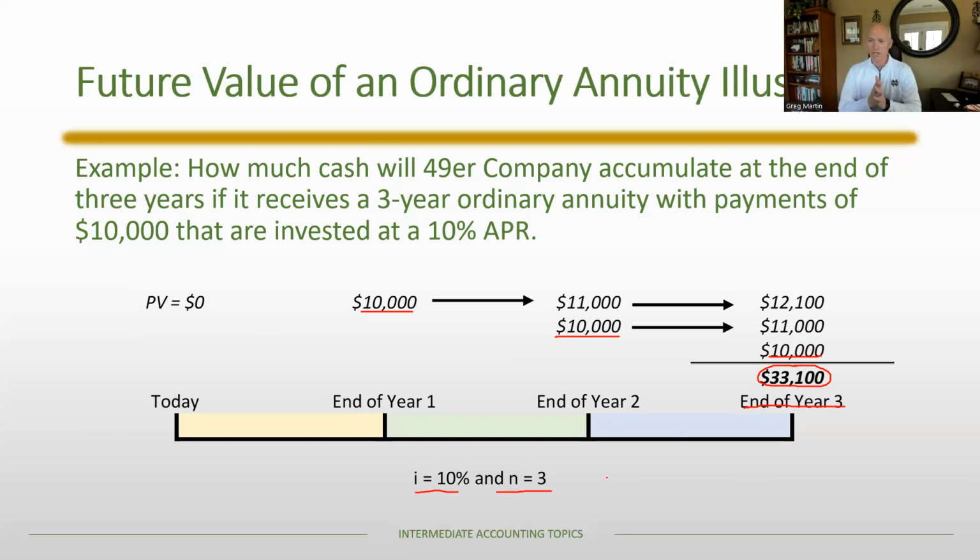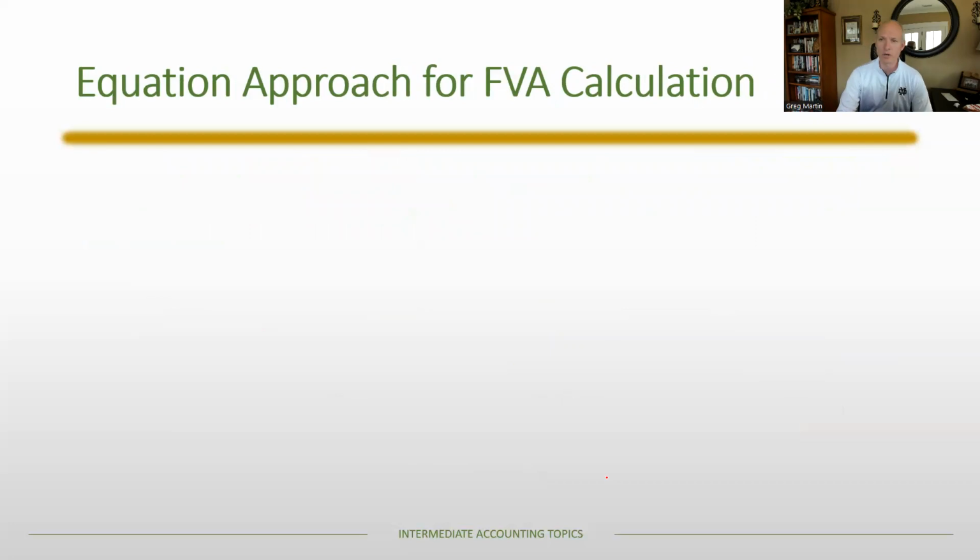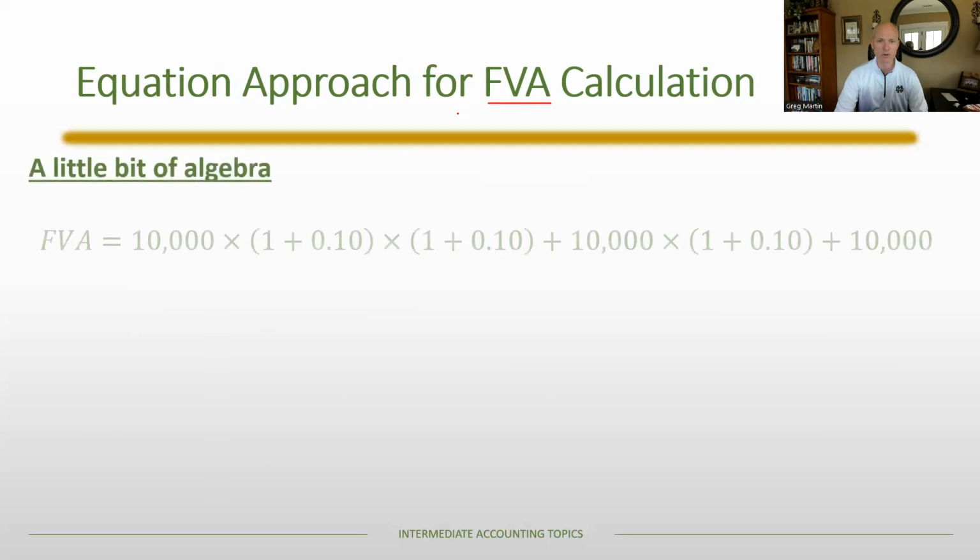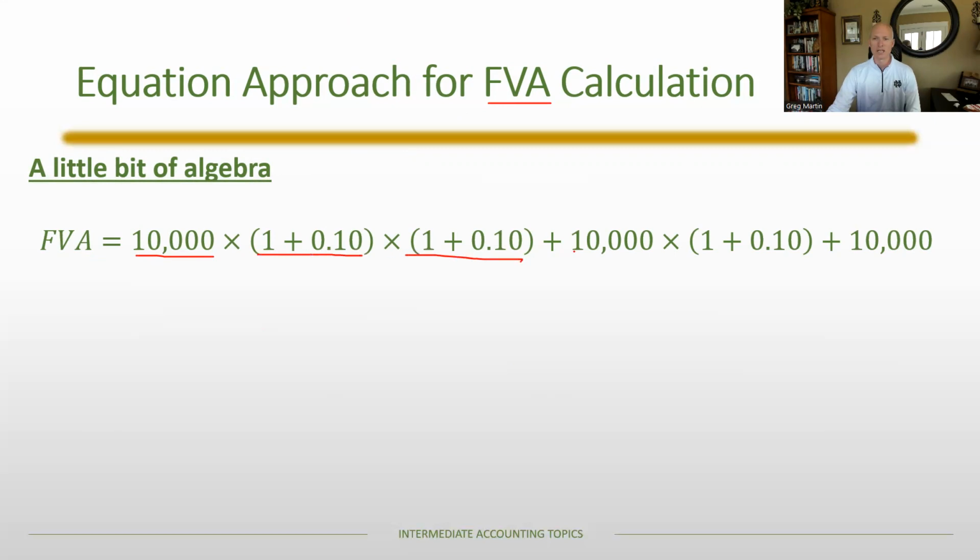All right, so hopefully that picture helps you see how an ordinary annuity works. Let's do some calculations. So let's talk about the equation approach for the FVA. When you see FVA, what it means is future value of an ordinary annuity. So we're going to do a little bit of algebra. Again, we're just mathematically illustrating what we already knew. So that first $10,000 payment at the end of year 1 accrues interest 2 periods. The second $10,000 payment accrues interest only 1 period, and the third payment doesn't accrue any interest.